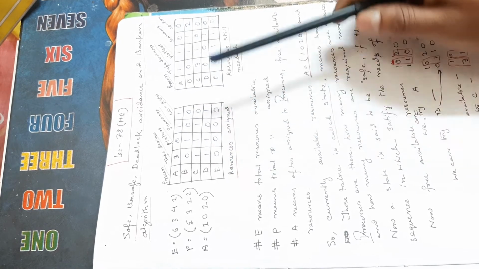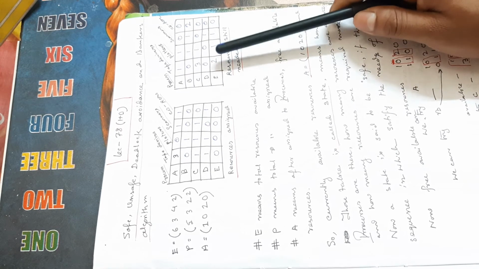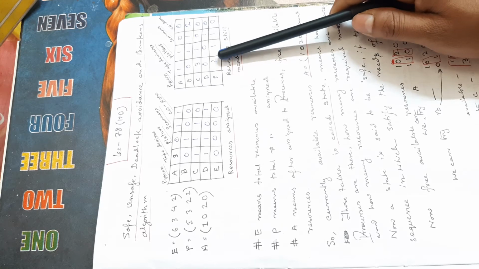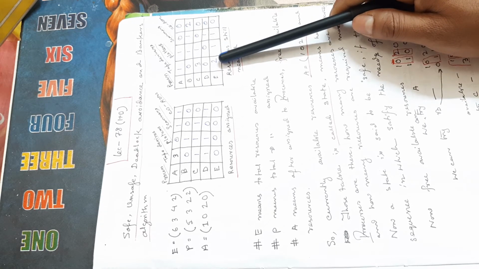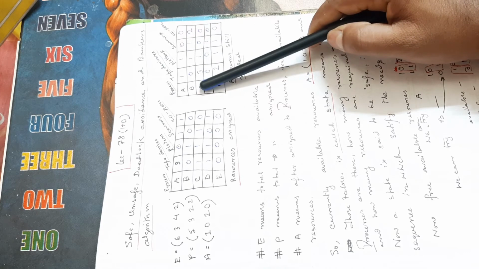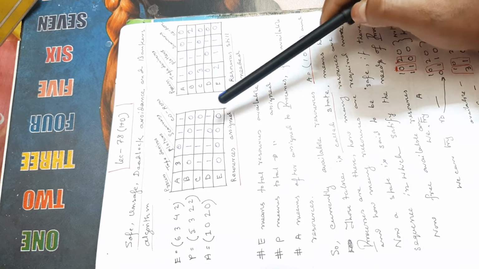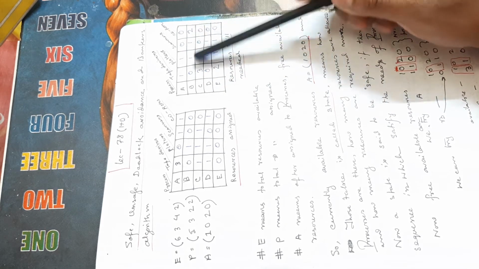Now this matrix defines how many resources are still needed by each process. So process A still requires one tape drive, one plotter. Process B still needs one plotter, one scanner. Process C still needs three tape drives, one plotter. That's it. So this is the way this matrix defines the processes and how many resources are still needed by which process.